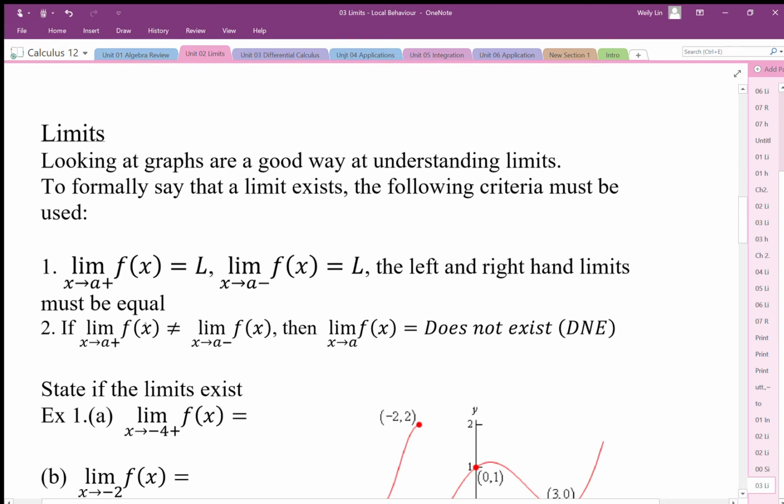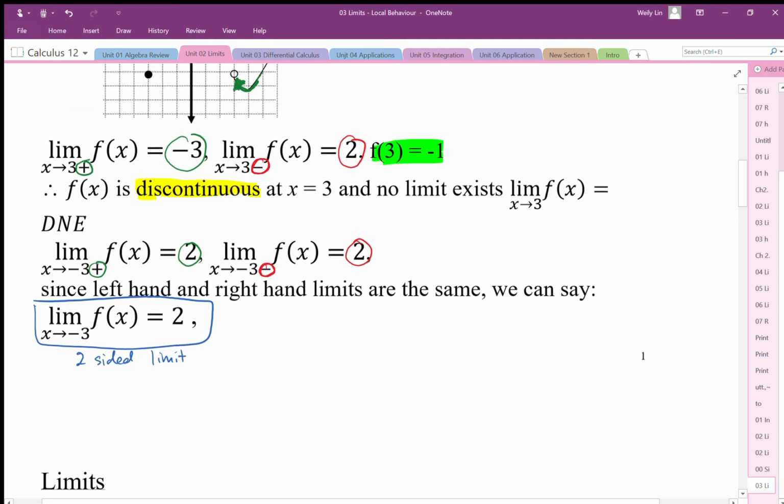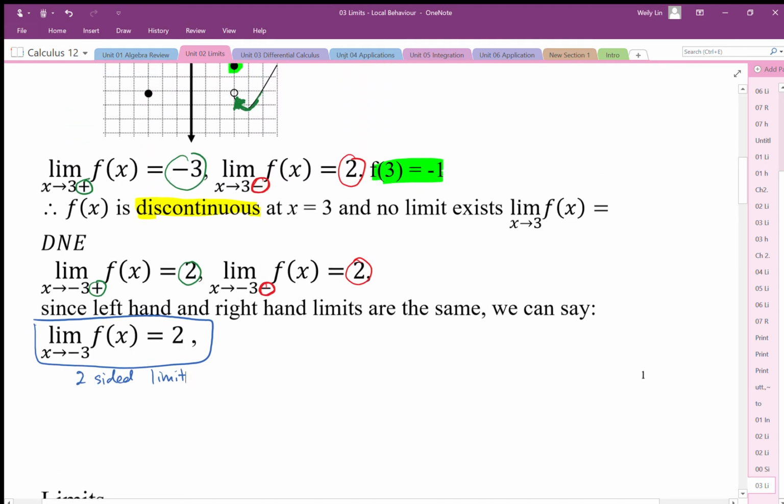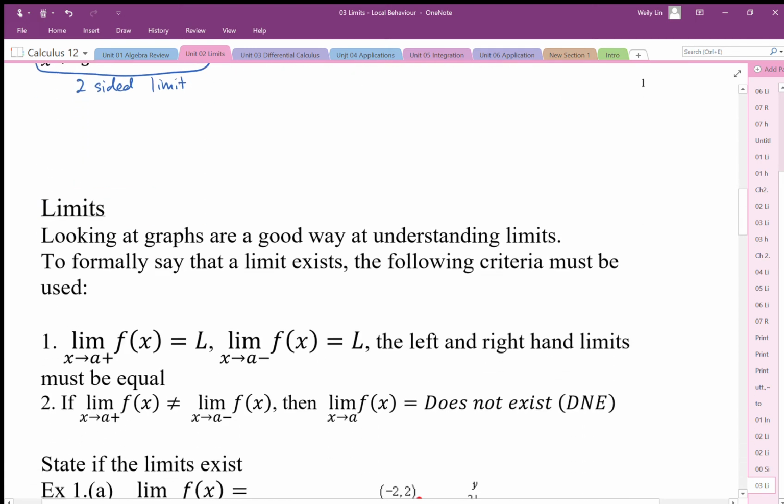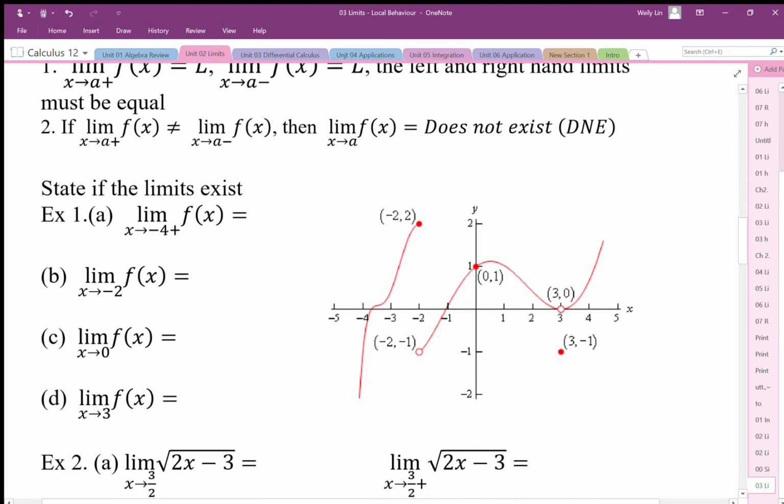If the left-hand limit and right-hand limit are not the same, we say the limit does not exist, or DNE. And that was the case here. We have the left-hand limit and the right-hand limit, and they are different here and here. So we say that the limit does not exist. The two-sided limit doesn't exist unless the right-hand and left-hand limits match.